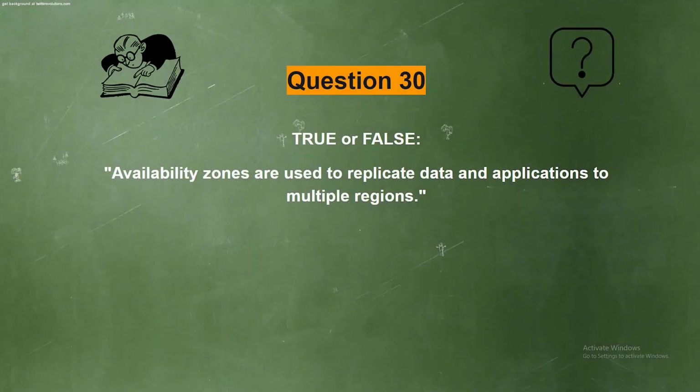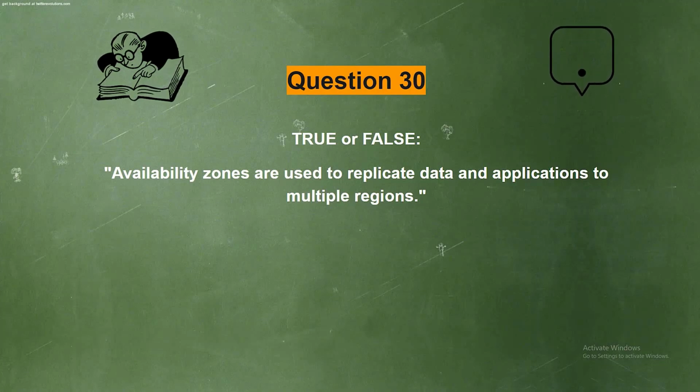Question number 30. True or false? Availability zones are used to replicate data and applications to multiple regions. And the options are option 1, true, option 2, false.